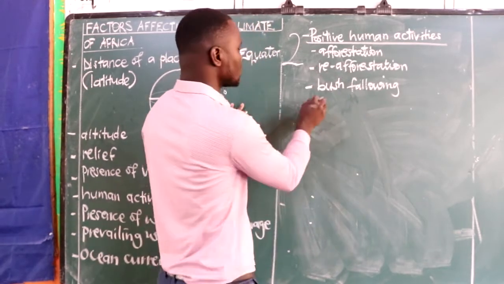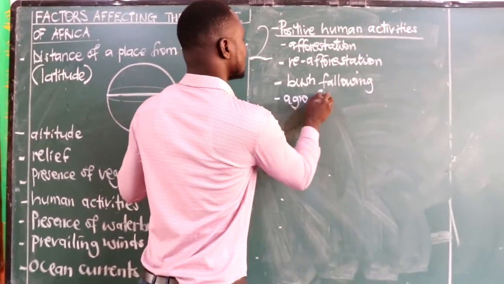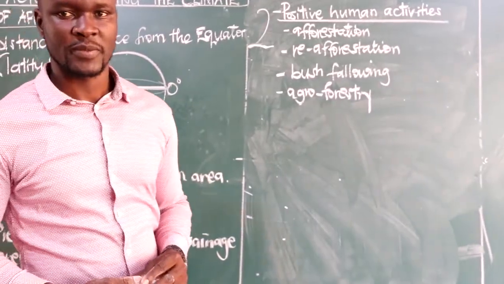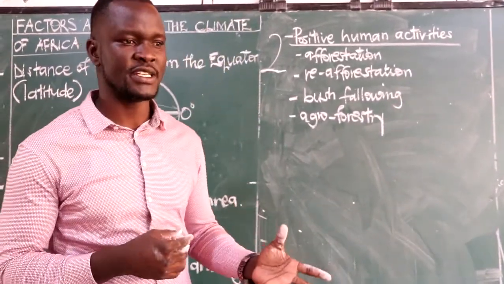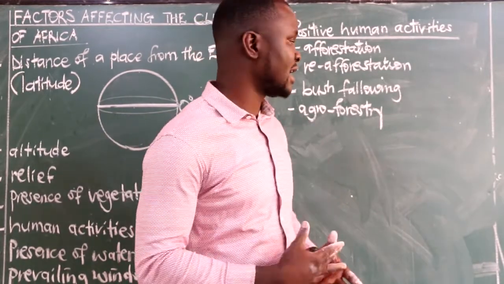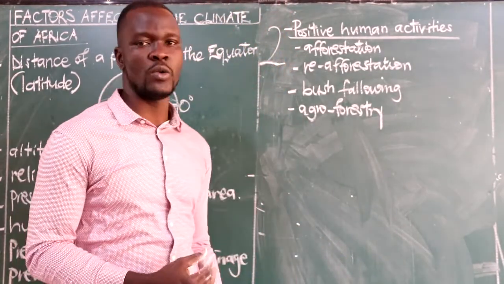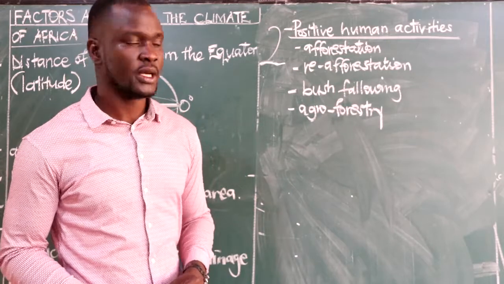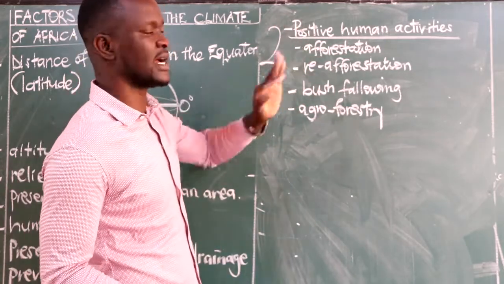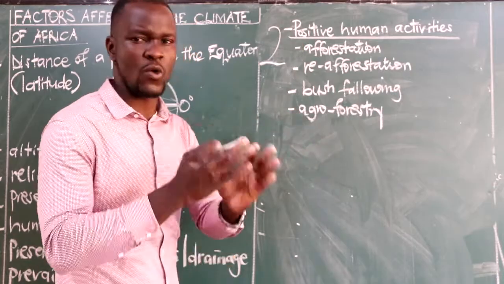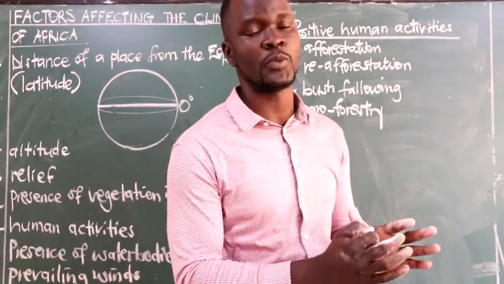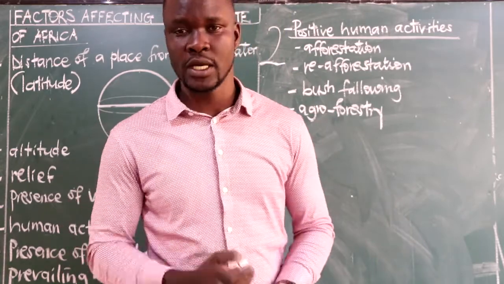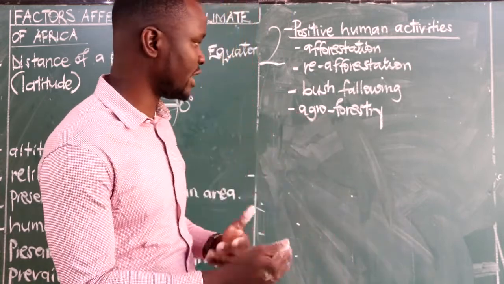Then lastly, we also have what we call agroforestry. We have agroforestry, which we define as the growing of trees and the crops on the same piece of land. Now, the trees which are grown, of course, I have said will help in rain formation, and that one becomes a positive human activity. So these ones here are good activities that human beings can do in their environments because they help to modify or to improve on the climate of their areas or in those areas where they live.